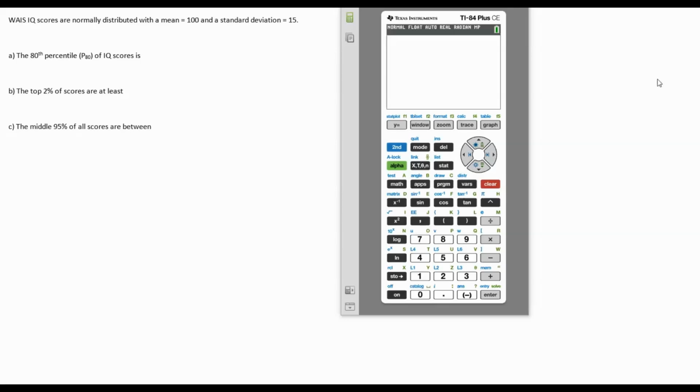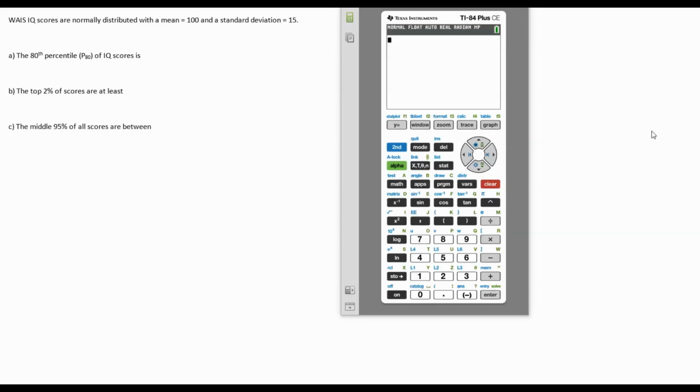And it wants us to find the 80th percentile of IQ scores, the top 2% of scores, and the middle 95%. So in this case, notice that we know the probability or percentage, 80th percentile, top 2%, middle 95, and instead we're asked to find the score itself. So instead of being given the values within a normal and asked to find a probability or percentage, we're doing the reverse. And if you think back to algebra, when you do reverse, you take the inverse function. So in this case, that's exactly what we're going to do.